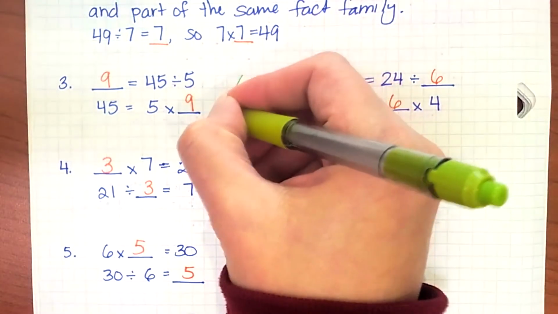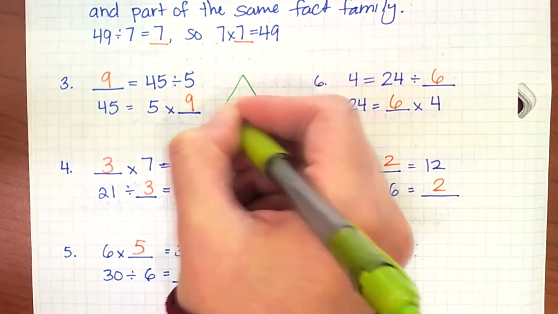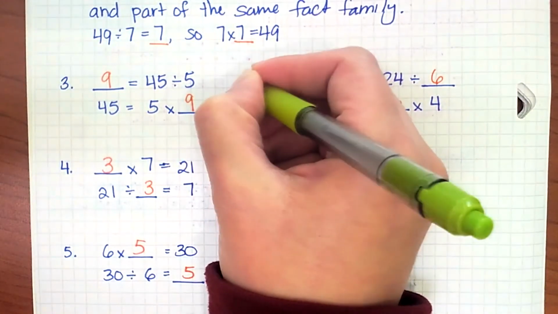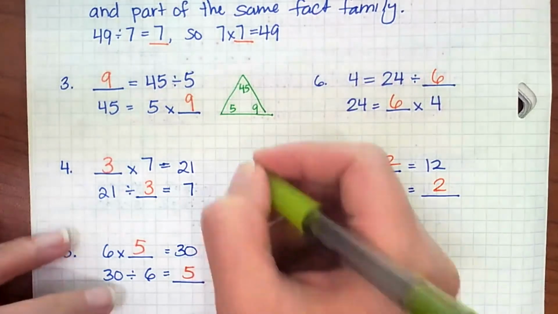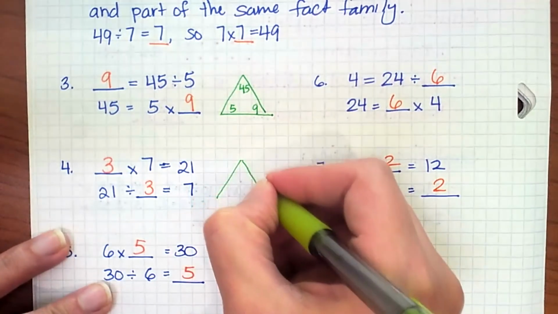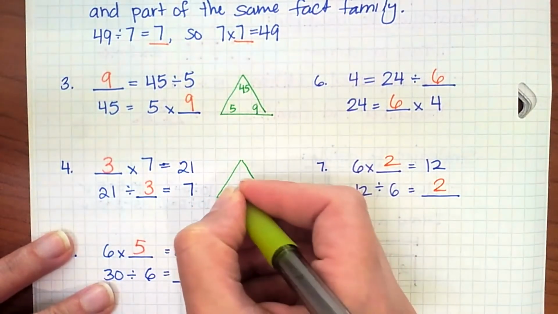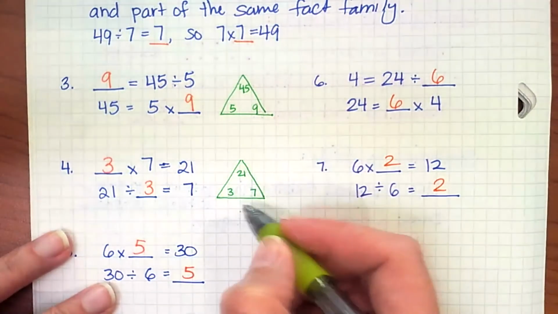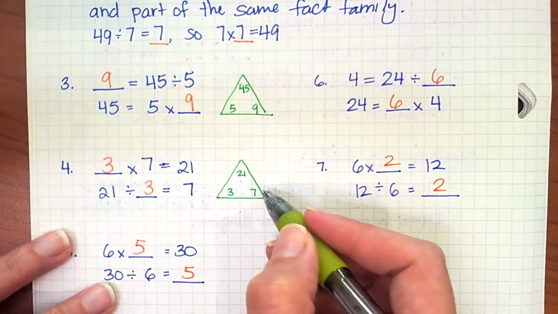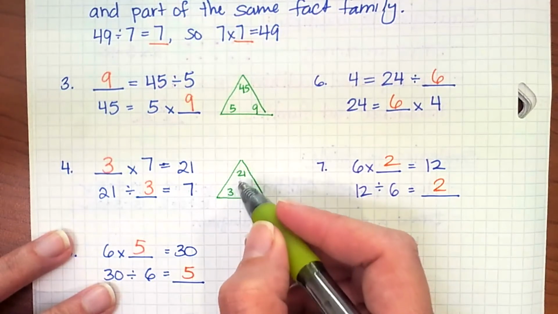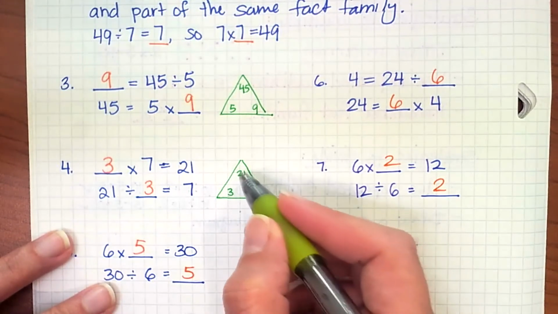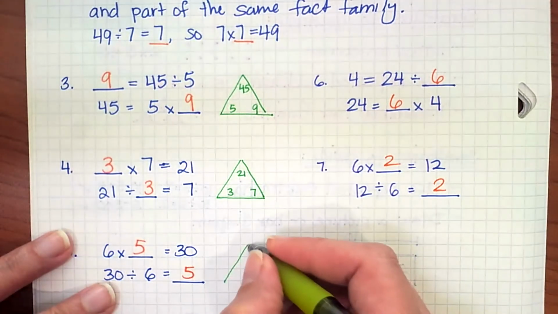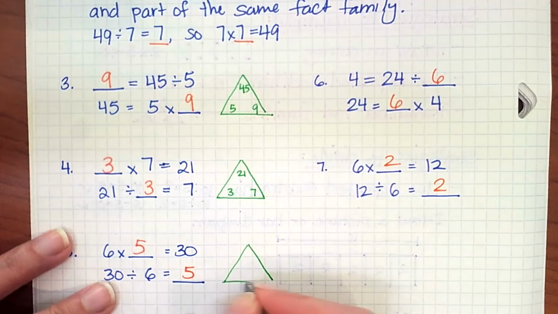So if I were to draw these out, every single one, we have 5, 9, and 45 for this one. For this one, we have 3, 7, and 21. So 3 times 7 is 21, 7 times 3 is 21, 21 divided by 3 is 7, and 21 divided by 7 is 3. The same thing will apply for all of these different problems.